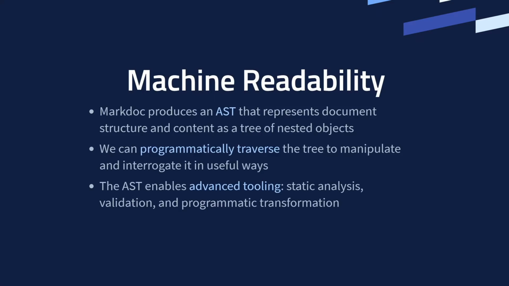I mentioned earlier that machine readability is a really important goal for us, and I'd like to expand on what that means. When we parse Markdoc content, we get an abstract syntax tree, an AST. That represents the structure and content of the document as a tree of nested objects. We can walk that tree programmatically and manipulate it in useful ways. So the AST makes it possible to do pretty advanced static analysis, validation, programmatic transformation, and other things that are useful to us. We have a schema for our custom tags, and it defines what attributes they accept and what kind of content you can nest inside of each one. So our validator will enforce the schema and make sure that the content is always well formed.